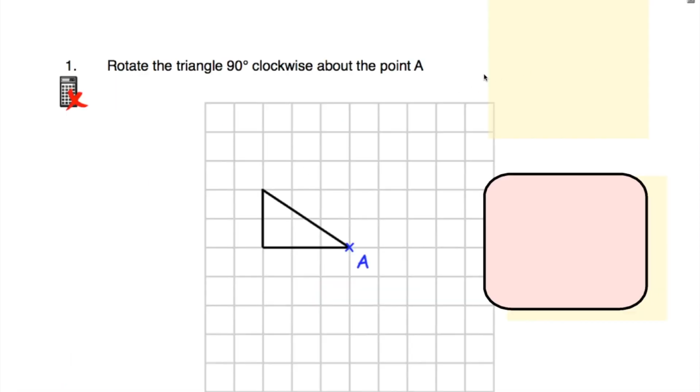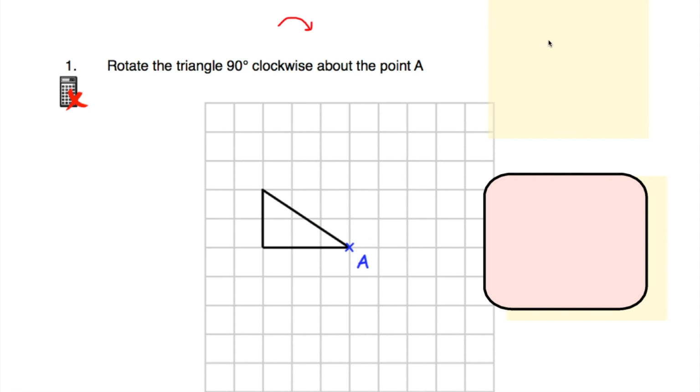So let's get started. Let's have a look at question number 1. Question number 1 says rotate the triangle, so this triangle, 90 degrees clockwise. Clockwise would be this way. 90 degrees clockwise about the point A. So we want to rotate this triangle 90 degrees clockwise about this point.